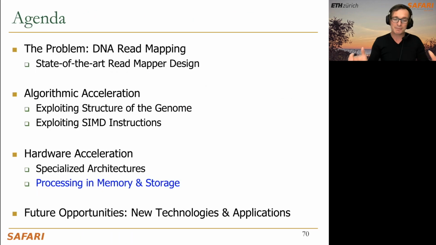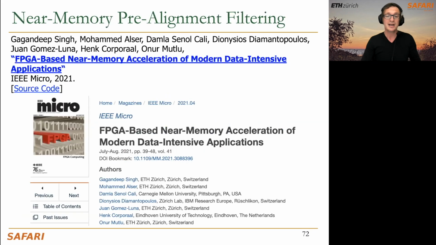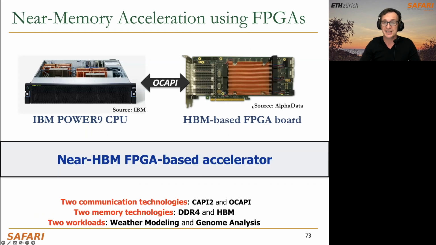Now I will quickly jump into processing in memory and storage, which is more future-looking, like memory-centric computing. Basically, this is a very memory-bound problem. As a result, we need to rethink the problem to minimize data movement. How do we minimize data movement, and how do we do in-place computation, in-sensor computation, as well as in-memory computation? To do that, we need to design mapping and filtering algorithms that fit processing in memory or processing in storage. And again, we've done this on real systems using FPGAs that have high bandwidth memory access, and we've shown significant speedups compared to very powerful, hefty systems like IBM Power 9.